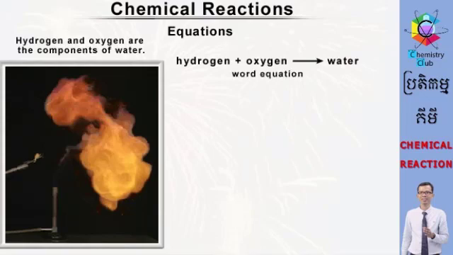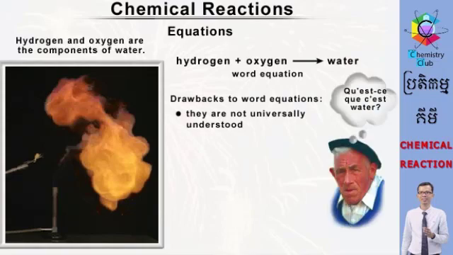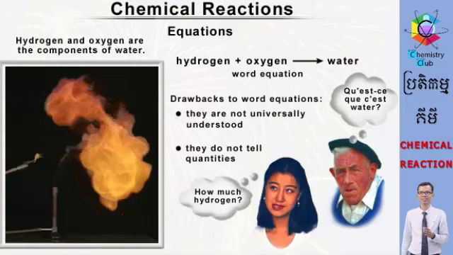While a word equation is an accurate statement, it has some drawbacks. First, it is not a universal statement. A French chemist would not necessarily understand the meaning of these English words. Second, a word equation is a qualitative statement, but not a quantitative one. This means that the statement tells us in broad terms what is happening, but it does not tell us how much of each substance is involved. In the next scenes, you will see what chemists have done to solve these problems.